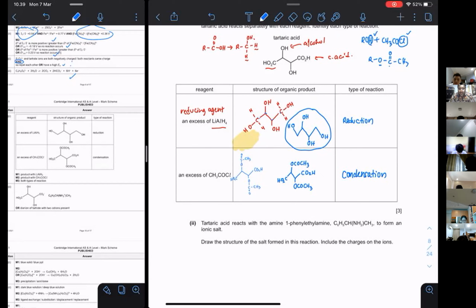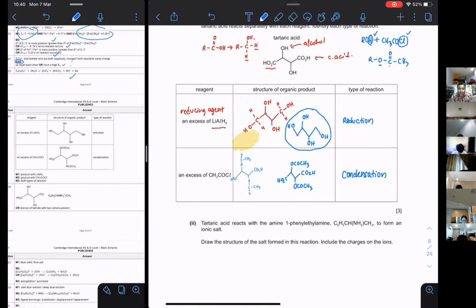If they didn't say heat under reflux, when I say excess of COCl2, normally at room temperature esterification will happen. But this one is a type of reaction, so I think the one that they are looking for is condensation. But if you happen to write esterification, it is still correct. That depends on the examiner. So that is condensation reaction.